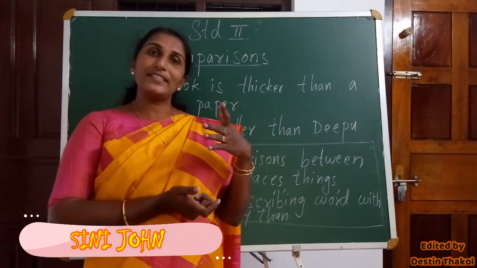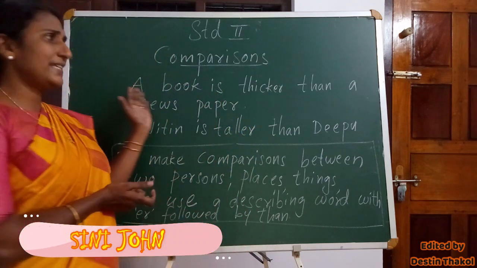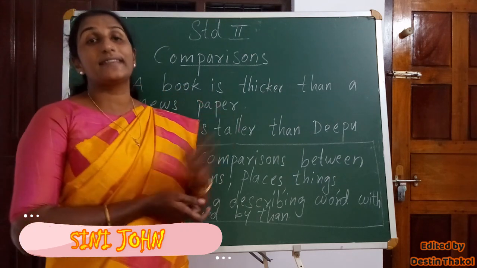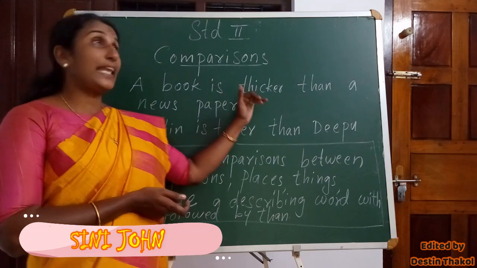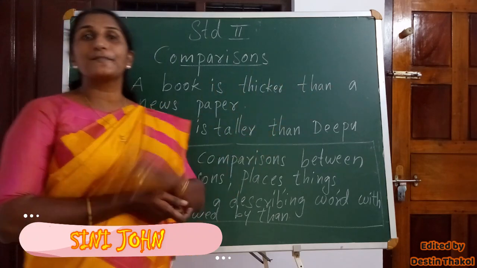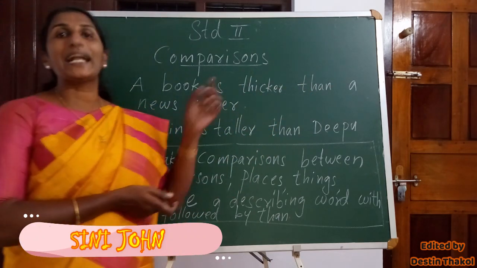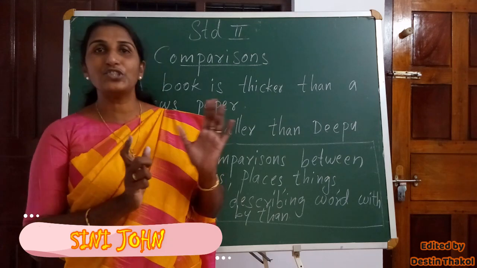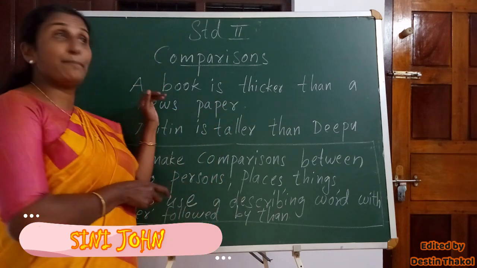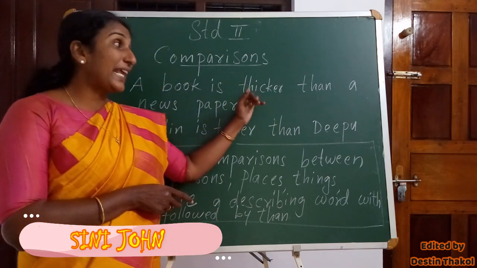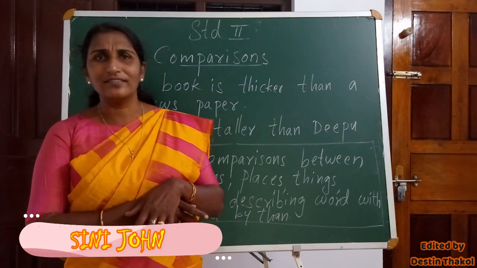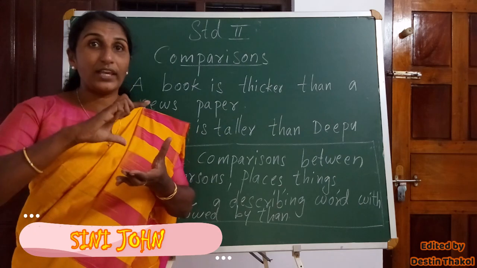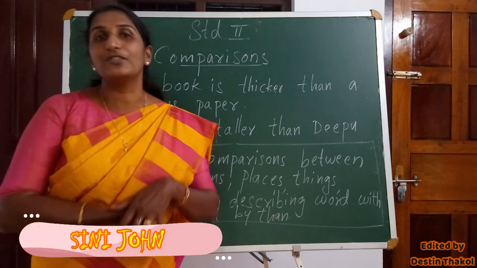Okay, shall we start? Children, just see this example. One sentence: A book is thicker than a newspaper. So this is a comparison. It has been compared. So what is this? A book is thicker than a newspaper. So we know, right? A book is thicker than a newspaper.